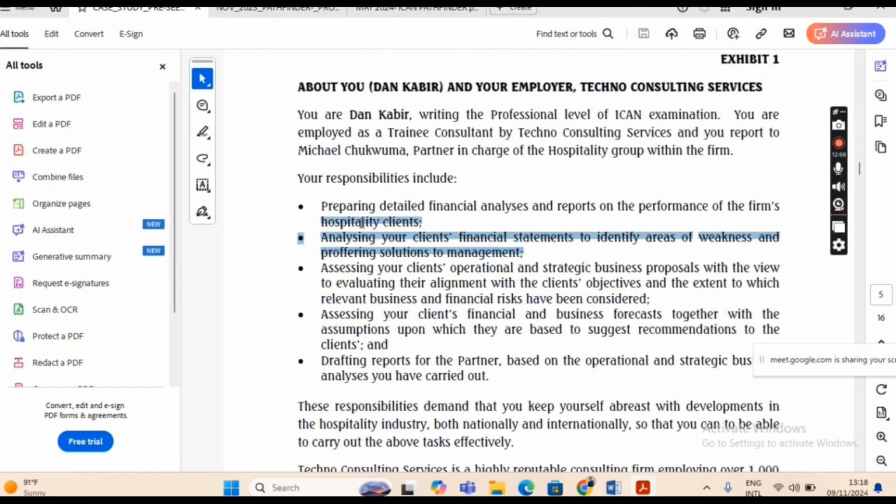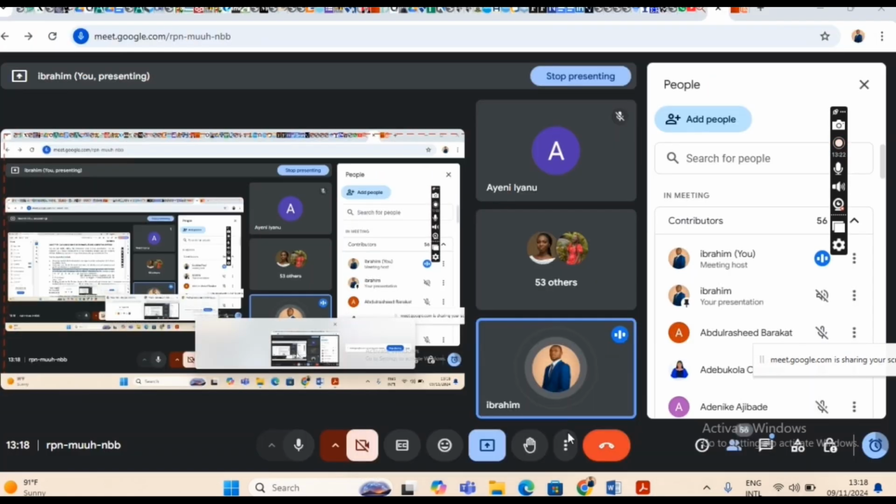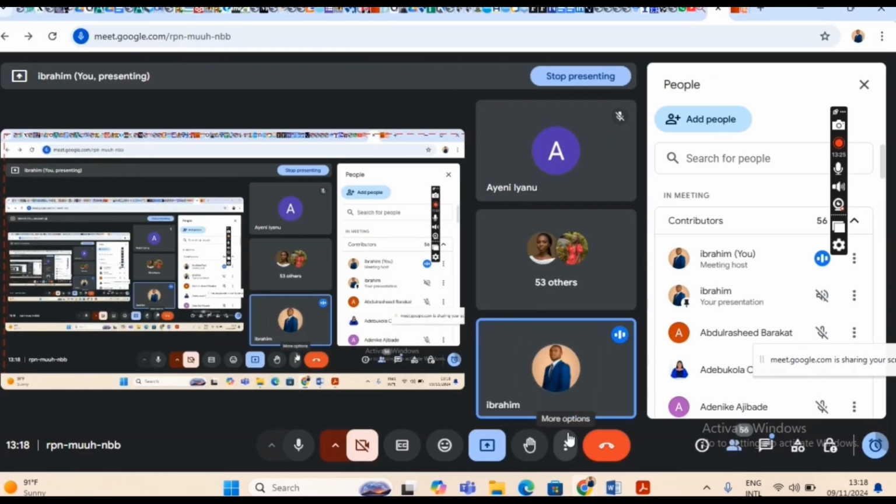We read this responsibility together, and we can say that they talk about financial analysis in the first two lines here, and then they talk about what? The business proposal. And at the last edge, they talk about the business forecast. For every case study exam, there are two. Now, the first requirement will be based on what? The financial analysis, and the second will be evaluation of business proposal, right?